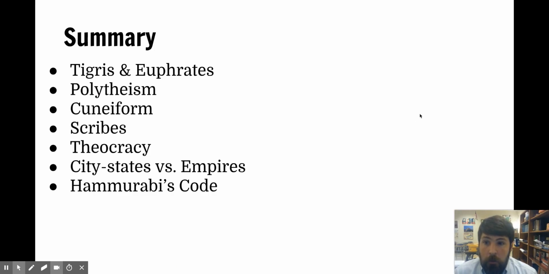So to summarize, we talked about a lot of stuff today. We talked about the Tigris and Euphrates rivers, which helped society to begin in ancient Mesopotamia. We talked about polytheism, which is believing in more than one god. Cuneiform, the writing system of ancient Mesopotamia. We talked about scribes, who were the people who did the writing. We talked about theocracy, which is when a priest or a king has religious power. We talked about the difference between a city-state and an empire, and we wrapped up by talking about Hammurabi's code.